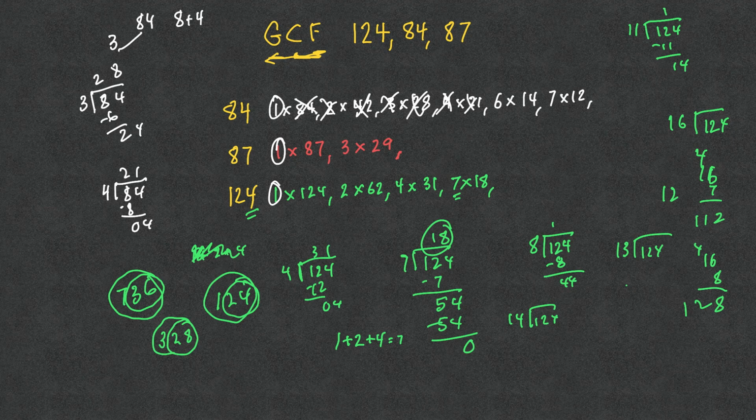Wait, what about 6s? Nope. Wow, this is a bummer. 14s? Nope. What about 7s? Nope. And what about 12s? Nope. Guess what our greatest common factor is? Get ready. Brace yourself. You're going to hate me. It's 1. The largest number that goes into all 3 of them is 1. That's it. Isn't that crazy?